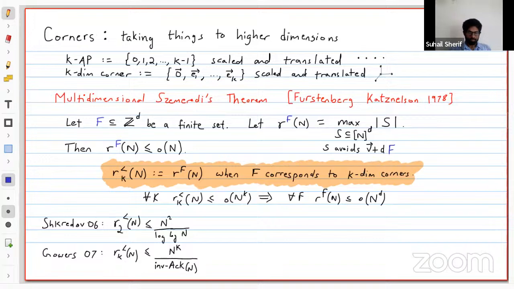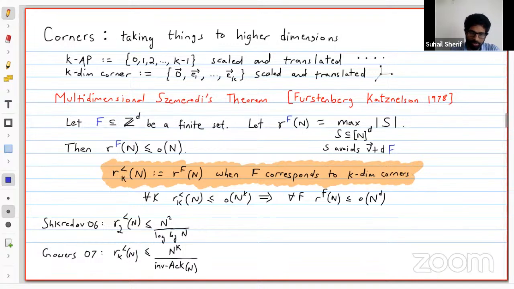As far as quantitative bounds on these upper bounds are concerned, we know that for two-dimensional corners there is an upper bound like n squared by log n. And for k-dimensional corners we also get an upper bound, but it degrades much more quickly. It has Ackermann-like behavior. That makes sense, because proving this kind of statement is harder for corners. But finding large corner-free sets should be much easier.